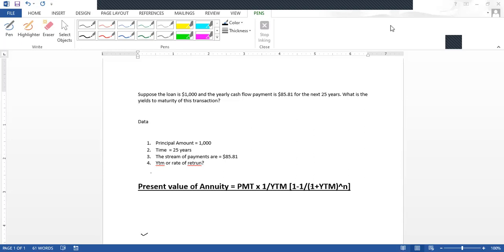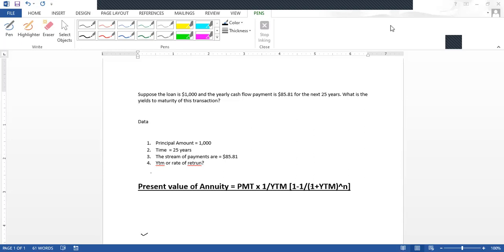Present value of annuity is equivalent to payment times 1 upon YTM, bracket start 1 minus 1 upon bracket start 1 plus YTM bracket over, raised to the power n. This is the formula. With the support of this formula, we can solve the rate of return or yield to maturity for the given problem. If we observe this formula, we will feel that it is very tedious and difficult to find out the rate of return. So for this, we actually have two ways.